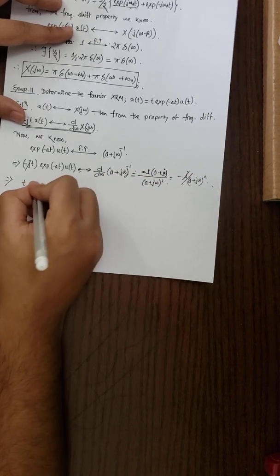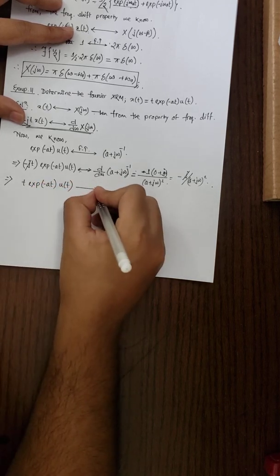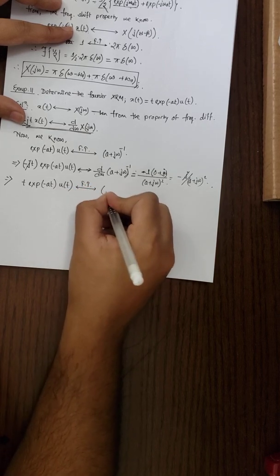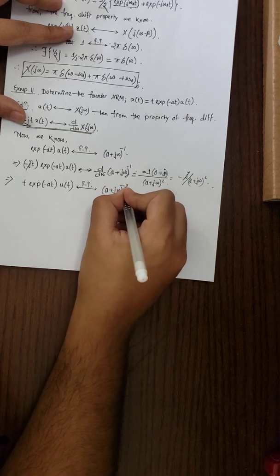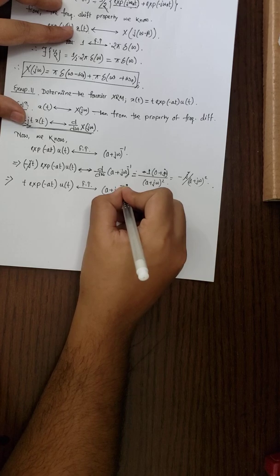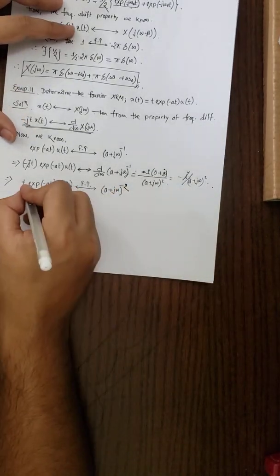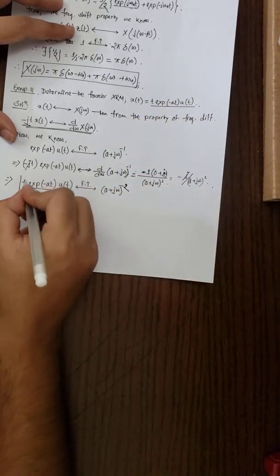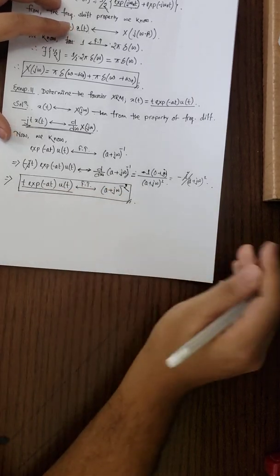and t e to the power minus at u of t will have a Fourier transform pair that is equal to a plus j omega raised to the power of negative 2. So this is the given expression if you look closely, and hence we have derived the Fourier transform of the given expression x of t.